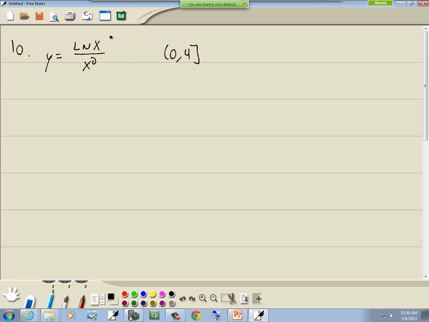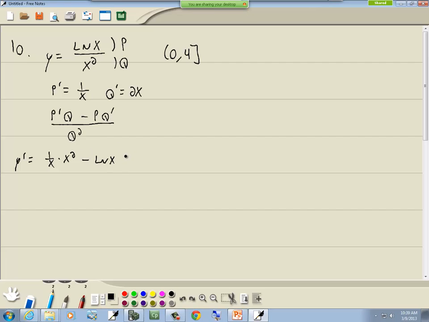Now this is a quotient rule, so let top part be p, let the bottom part be q. The derivative of natural log of x is 1 over x. Q prime, the derivative of x squared, is 2x. So our formula is p prime q minus p q prime over q squared. So for the derivative, p prime was 1 over x times q, which is x squared, minus p, so minus natural log of x, times q prime, which was 2x, all over q squared.